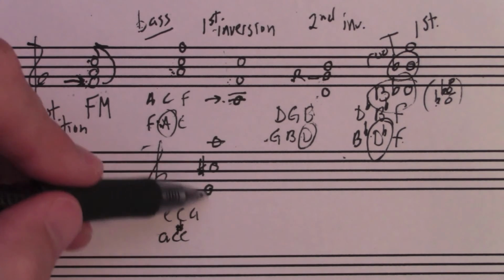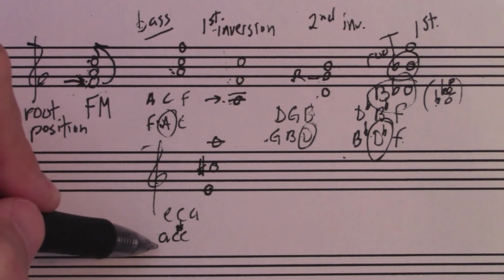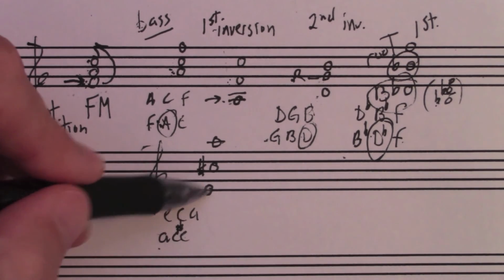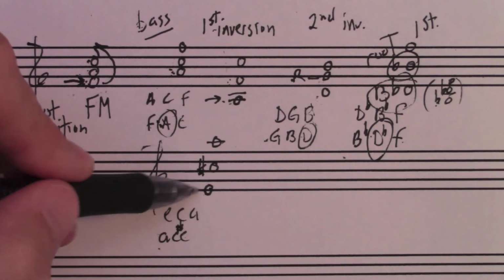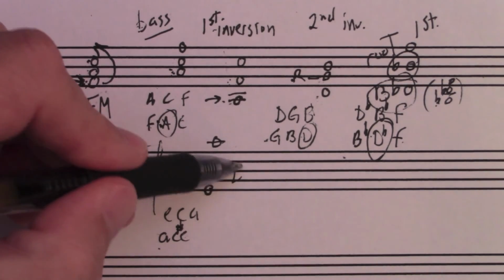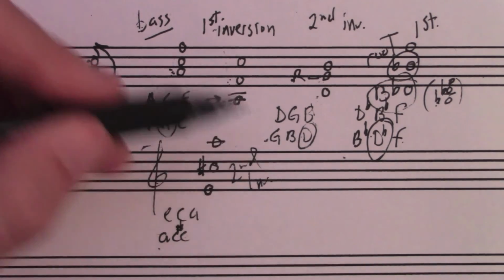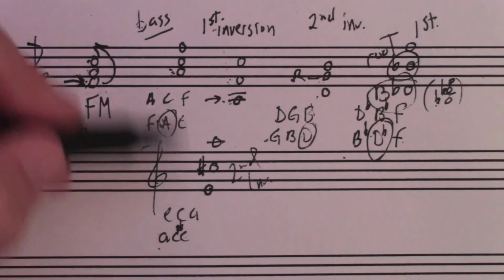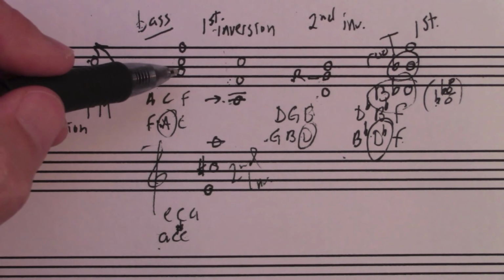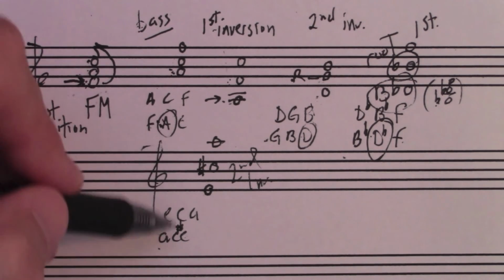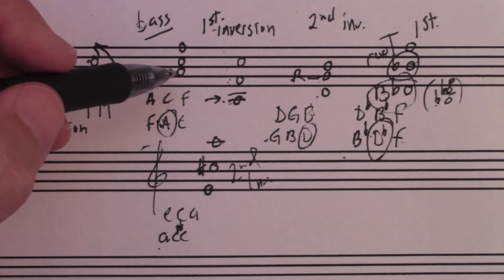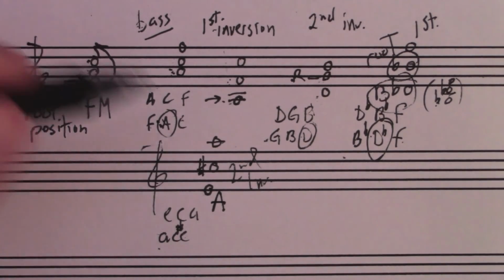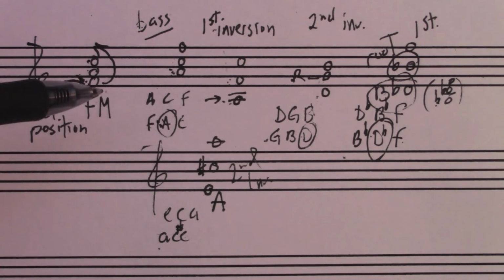So what inversion is this? Well, A is the root, and E is the bass. The bass is the fifth of the chord, so this is second inversion. And just to remind ourselves, A to C sharp is what kind of third? A major third. C sharp to E is what kind of third? Right, minor third. So this is an A major triad in second inversion.